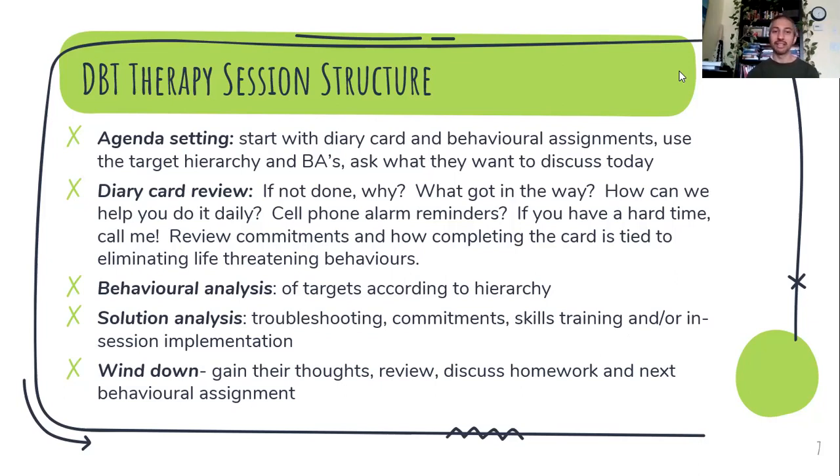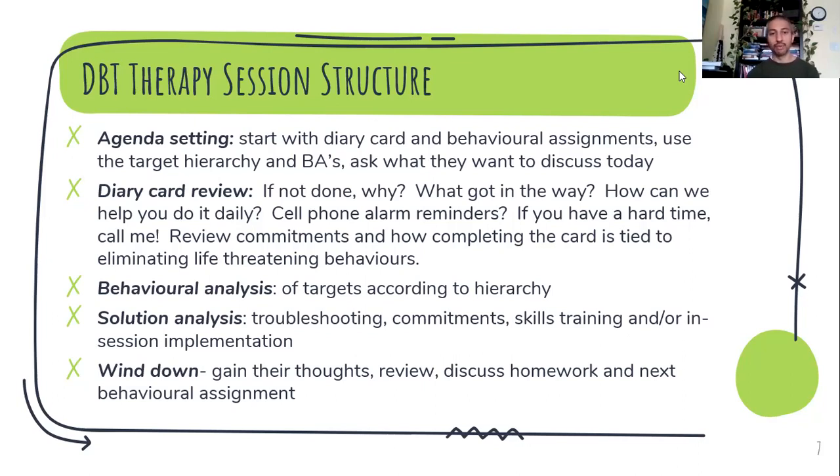Second is a chain analysis or a behavior analysis, where we'd identify targets, whatever is getting in the way of stopping those suicidal thoughts or suicidal behaviors or cutting. We would find out what the contributing factors are to understand what's leading up to that. And then we develop a solution analysis where we'd problem solve, review commitments, introduce skills, and look at what things can help this person stop the cutting or stop the disordered eating or the suicidal thoughts.